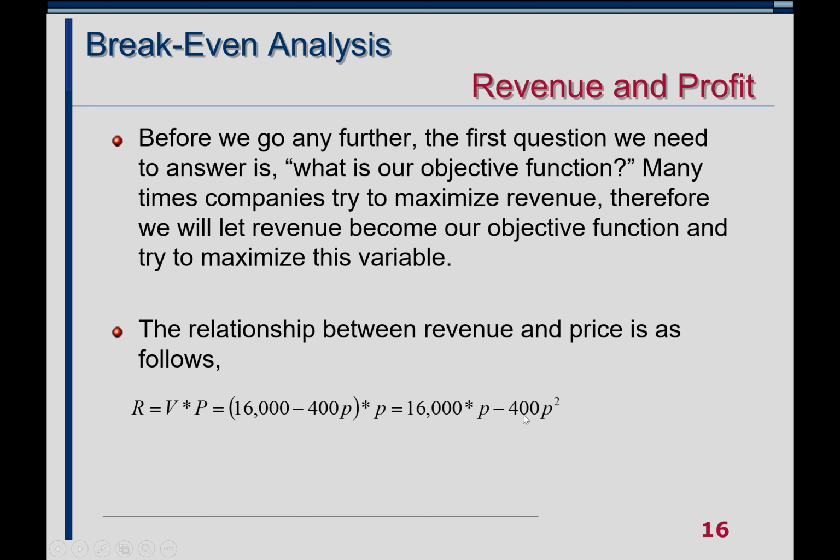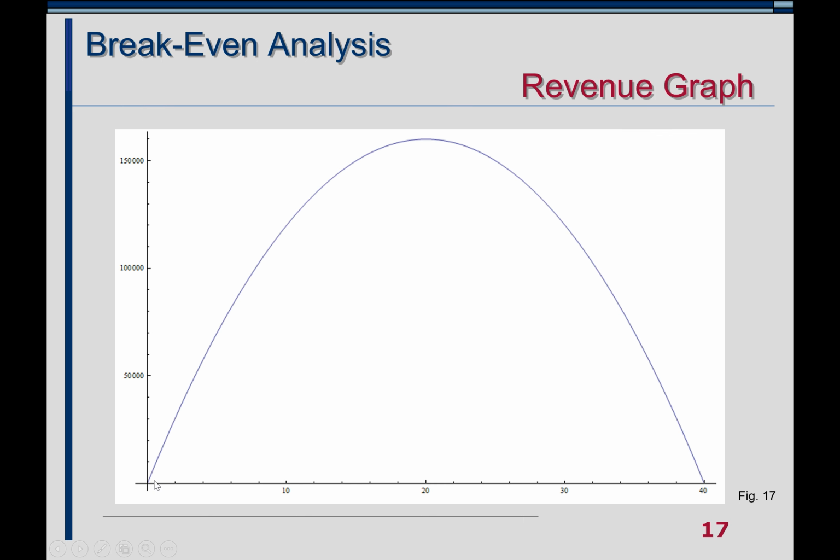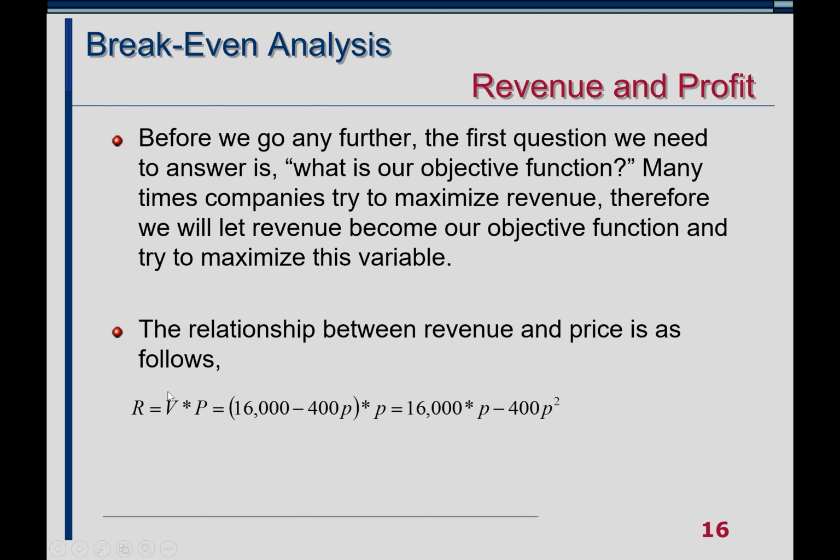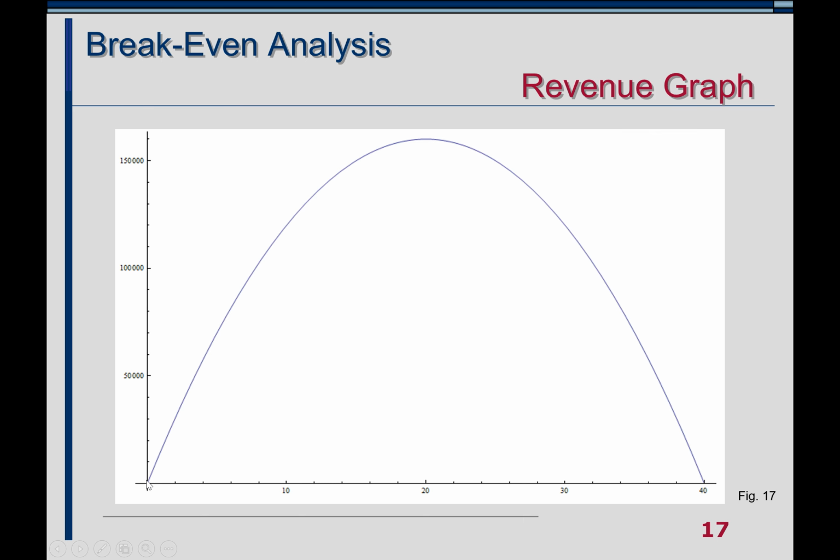You immediately should recognize that this is a quadratic function, and so it's going to have two roots. So what are the roots? Well, you can go in and actually solve this, or we can look at it. If P is equal to 0, 16,000 times 0 minus 400 times 0 squared is 0. So a root is at 0. And over here it looks like this is going to be 40.